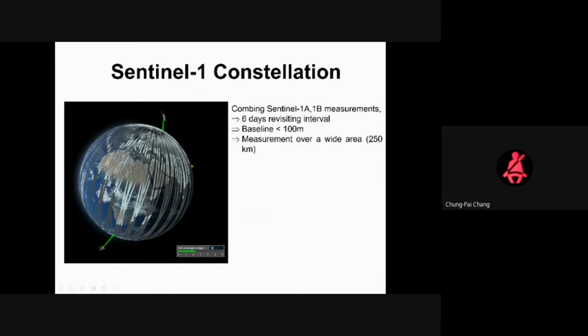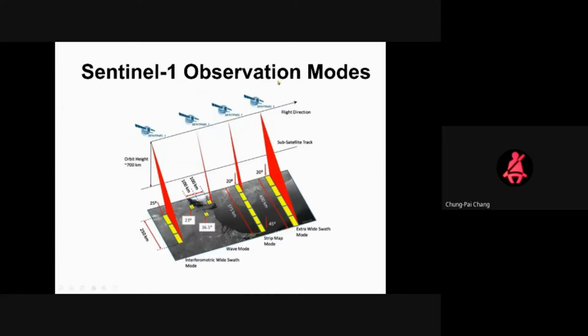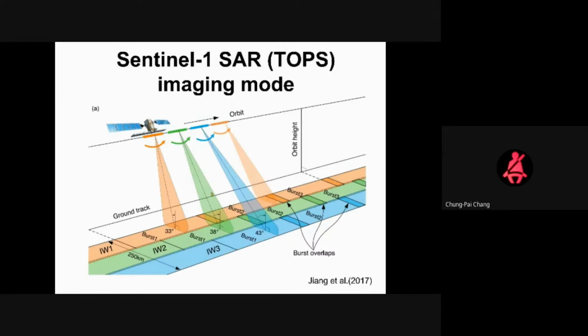This is the orbit of these two satellites. We can see it covers almost all the area of the Earth. They have different observation modes: you can have very wide swaths but lower resolution, or smaller swaths but much higher resolution. And you can acquire it for free.